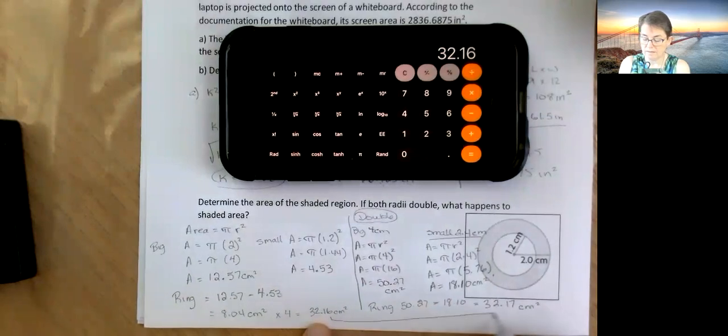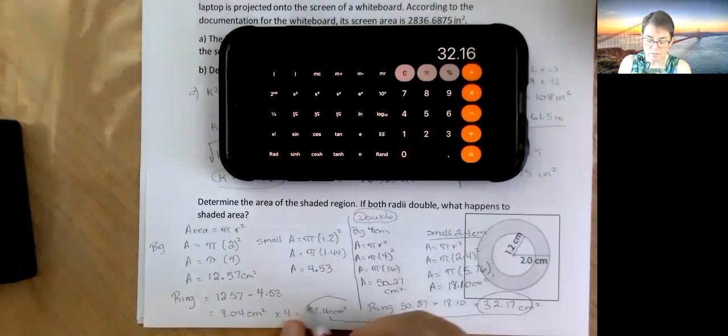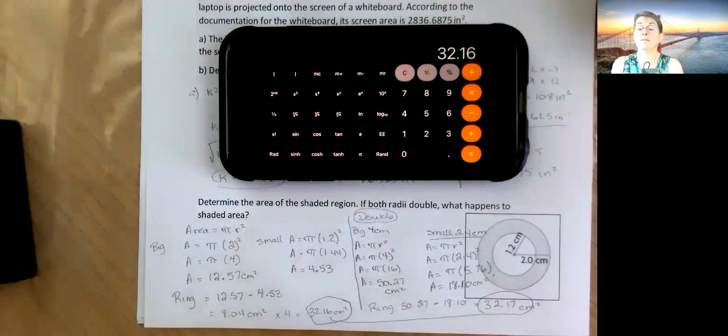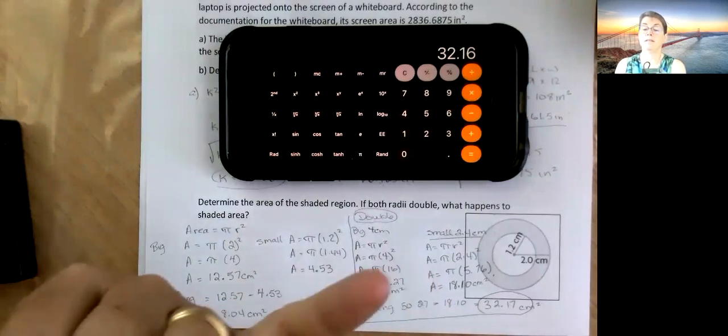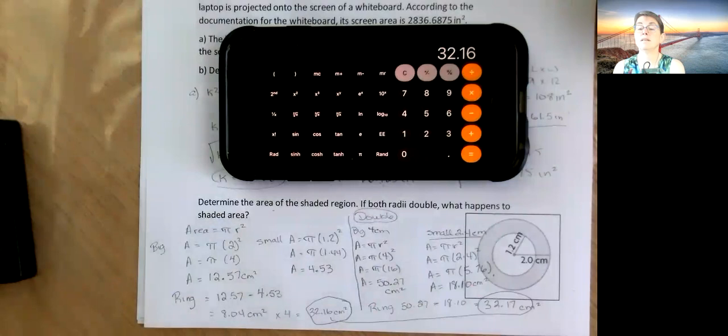So that is pretty cool. Not only does it work for the nice squares that we looked at in the beginning and the equilateral triangles, it even works for rings. So very, very cool math.